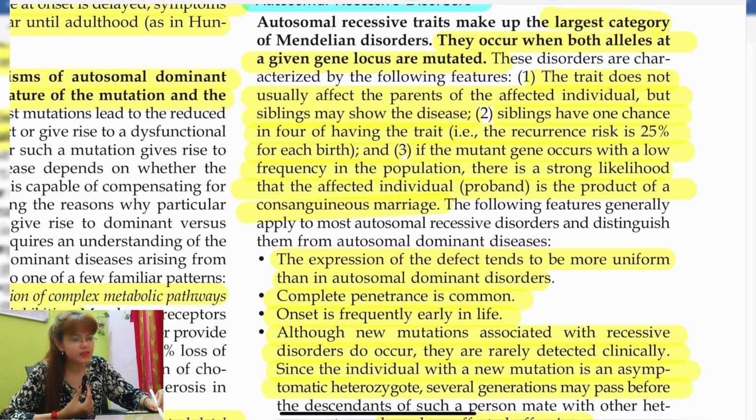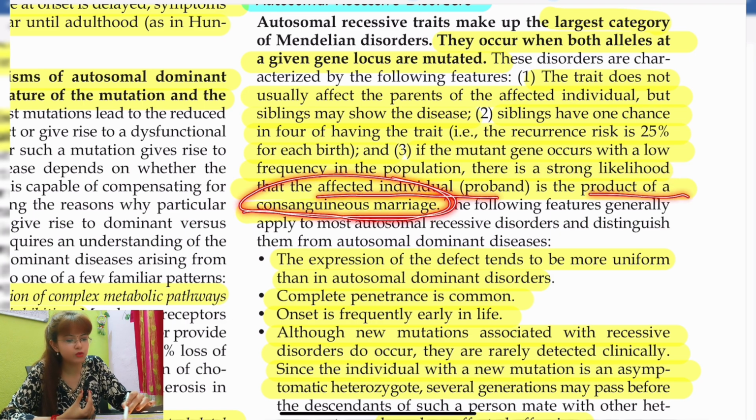Now the points. This trait does not usually affect the parents. Very important. Does not usually affect the parents, but the siblings may show the disease. Siblings have a 25% chance of having the trait. If the mutant gene occurs with a low frequency in the population, there is a strong likelihood that the affected individual is a product of a consanguineous marriage. So anywhere you find this word, the answer is always going to be autosomal recessive.